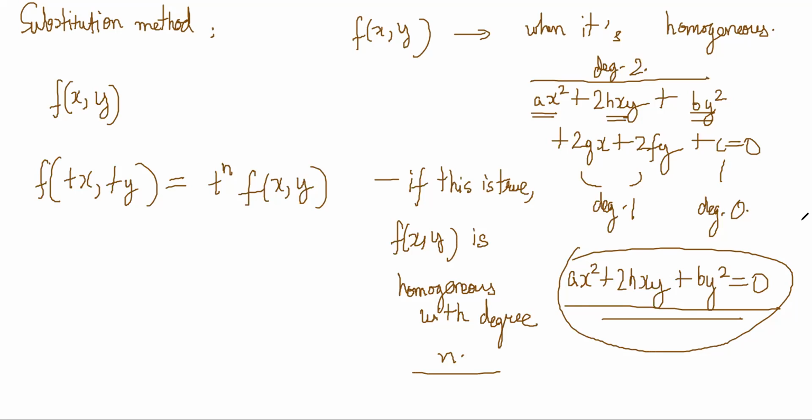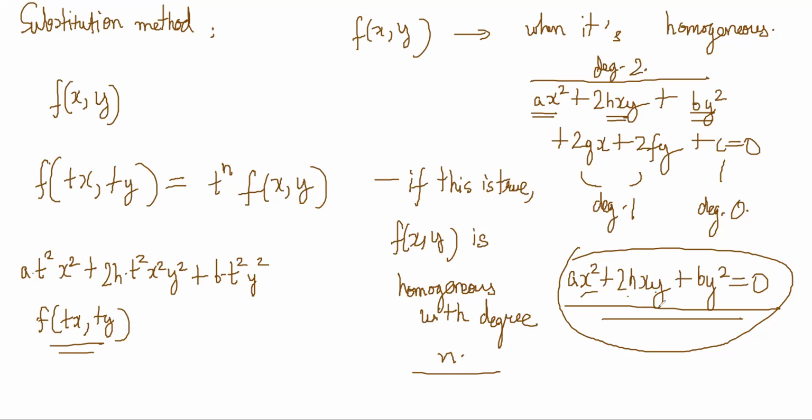So let's just check, for example, this one. Let's check whether it is homogeneous and what is the degree. In this function f of x, y, a function of two variables, if you put tx and ty, it becomes a of t square x square plus 2h t square x y, plus b of t square y square. Instead of x, I have put tx. Instead of y, I have put ty. So clearly from here, you can see that t square can be taken common and it becomes the original one.